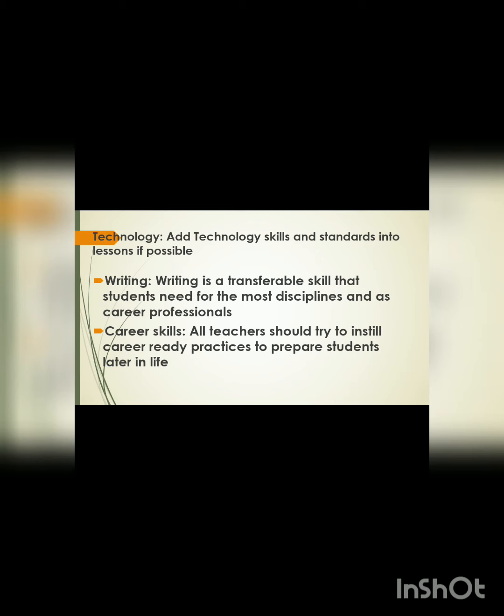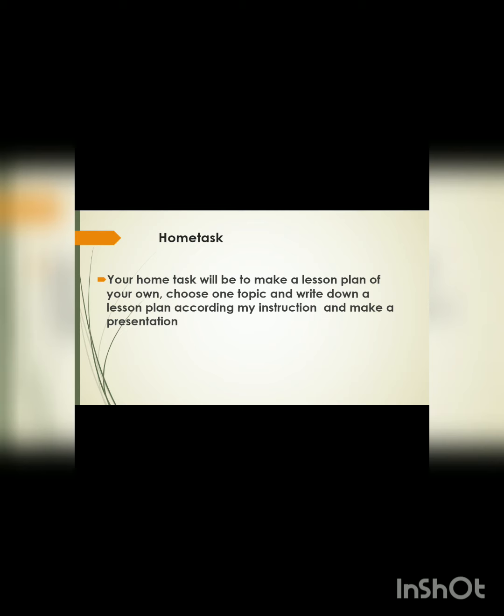Writing. Writing is a transferable skill that students need for most disciplines and as career professionals. Career skills: all teachers should try to instill career-ready practices to prepare students for later in life. That will be your homework. Your home task will be to make a lesson plan of your own, choose one topic, write down a lesson plan according to my instruction, and make a presentation.